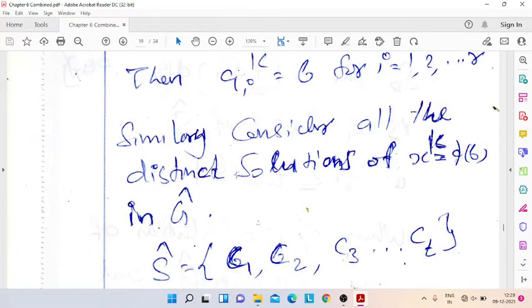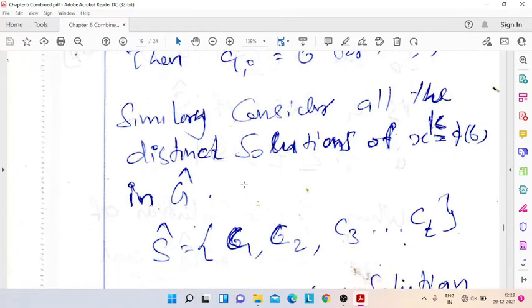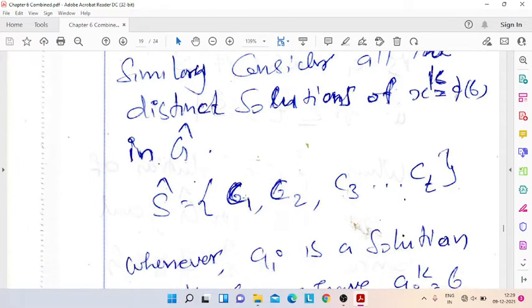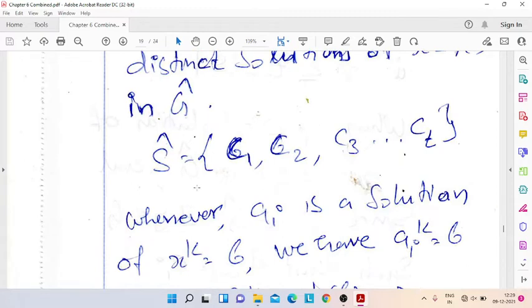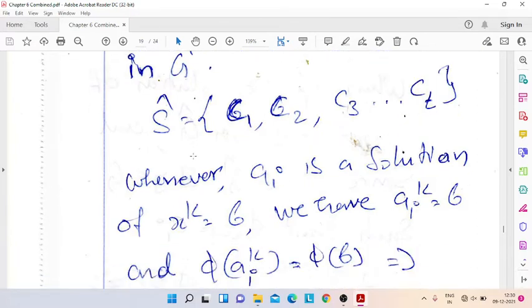Similarly, consider all the distinct solutions of x raised to k equal to phi b in G cap, that is, a new set S cap equal to the set c1, c2, etc. to ct. Suppose it contains t elements. So S cap is equal to c1, c2, c3, etc. to ct, all the distinct elements of S cap.